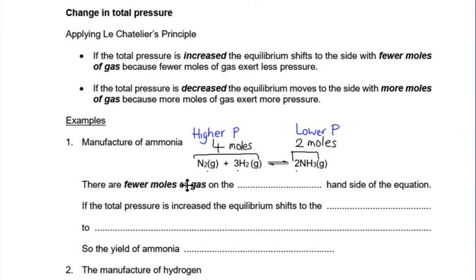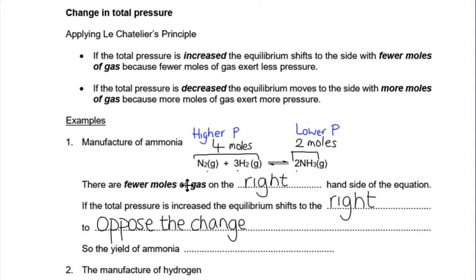So how would we answer our little gaps? There are fewer moles of gas on the right-hand side. So if the total pressure is increased, according to Le Chatelier's principle, we've got to try to do the opposite and decrease it. So if the total pressure is increased, equilibrium is going to shift to the right to oppose the change. Why does shifting right oppose the change? Well, it opposes the change because there are fewer moles and so a lower pressure.